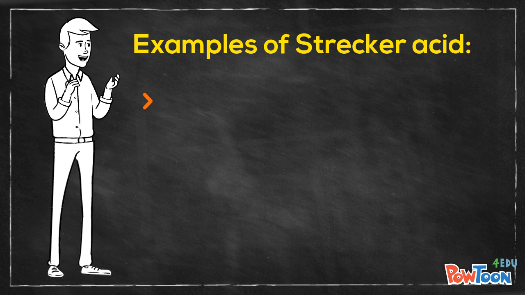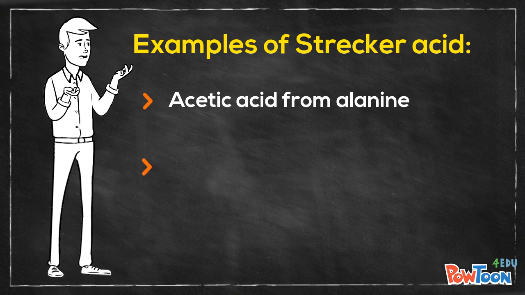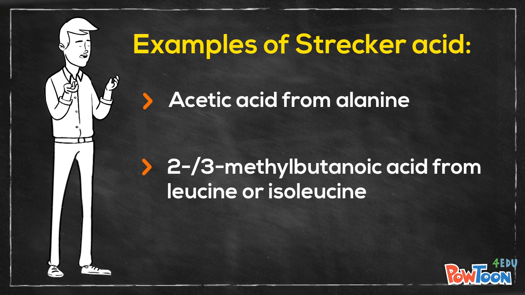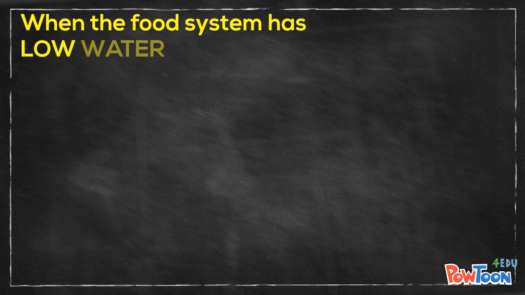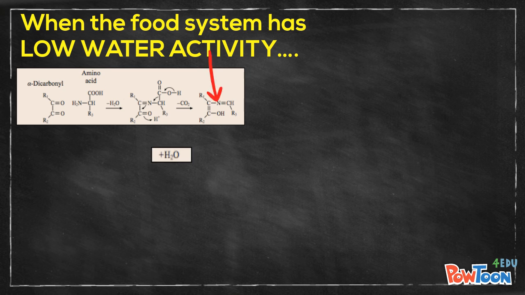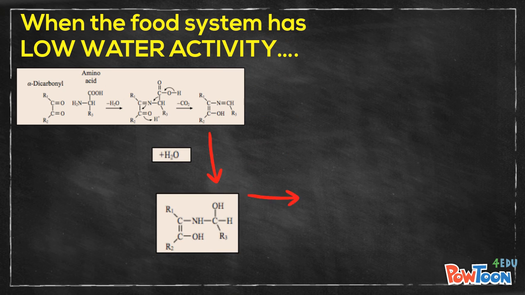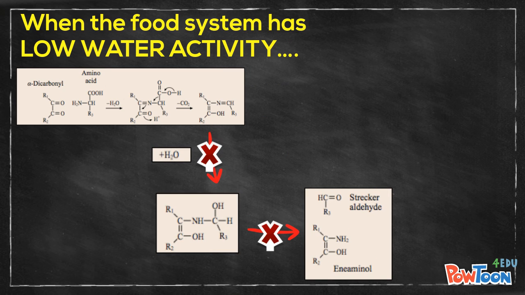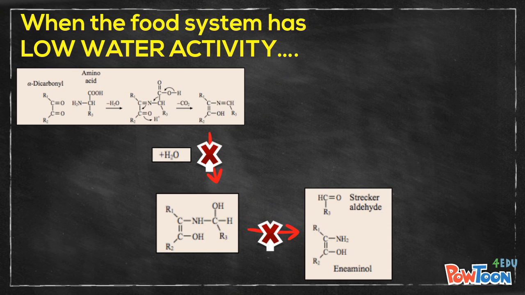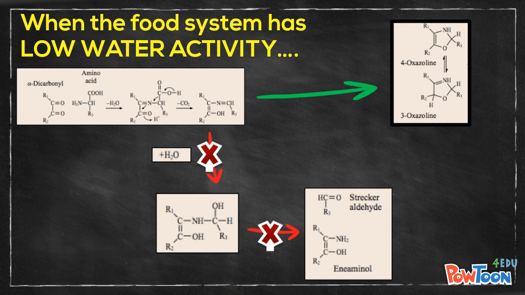Examples of Strecker acids are acetic acid that comes from alanine, or 2-methylbutanoic acid that comes from leucine or isoleucine. Another condition would be when the food system has low water activity; the intermediate product prior to the release of Strecker aldehyde and aminoketone cannot be produced. The process eventually forms 4-oxazoline, which is also in equilibrium with 3-oxazoline. However, Strecker aldehyde can be released from oxazoline upon addition of water.